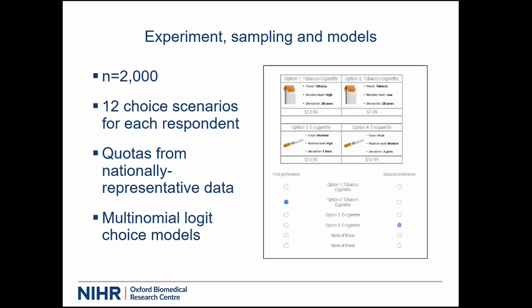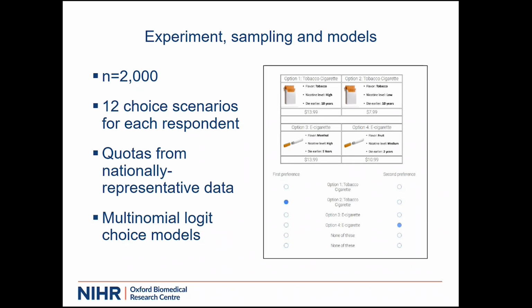So this is what the choice tasks look like, on the right here. We had two options for both of the alternatives, so 2 cigarettes and 2 e-cigarettes, and we described them by those 4 attributes. We allowed the levels of those attributes to vary between each of the choice tasks.